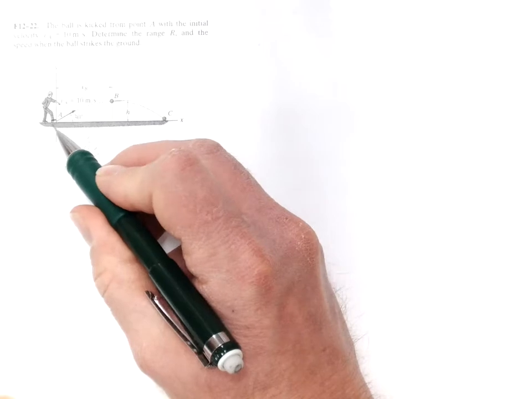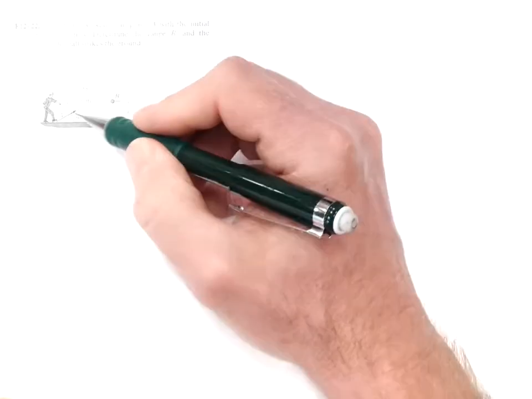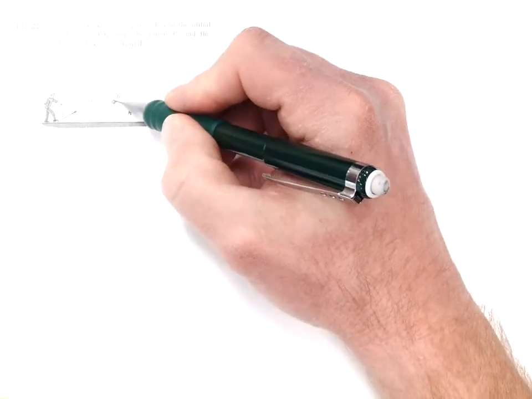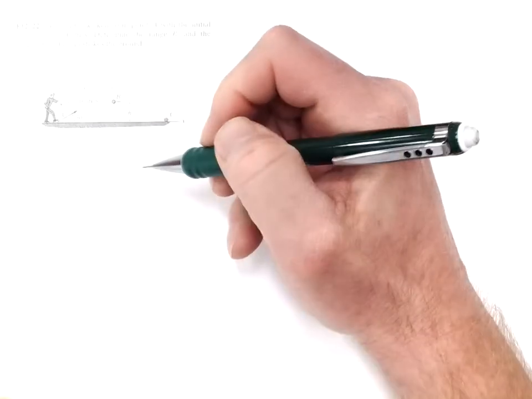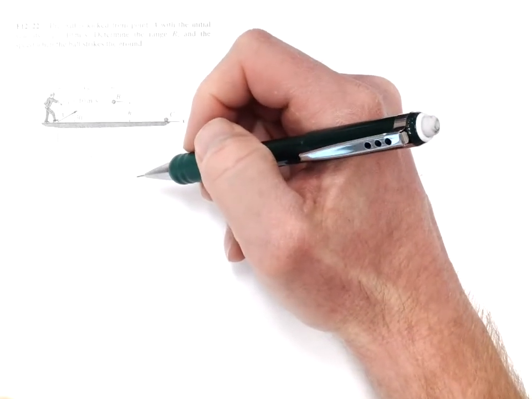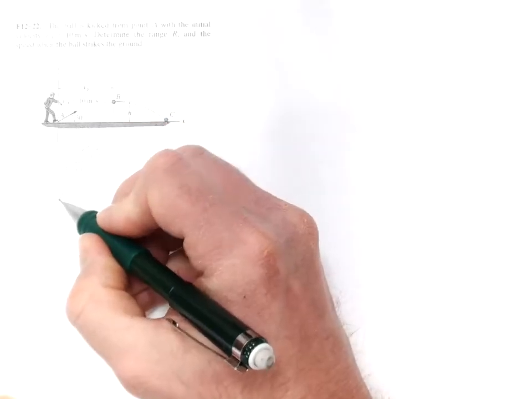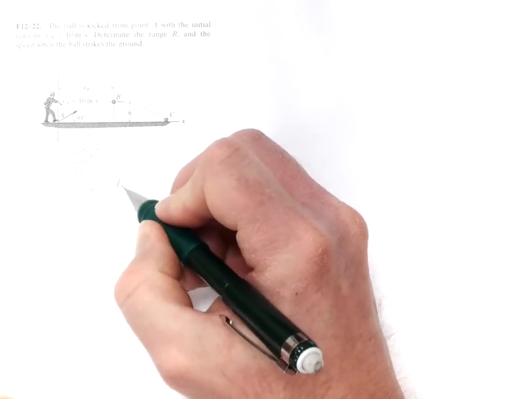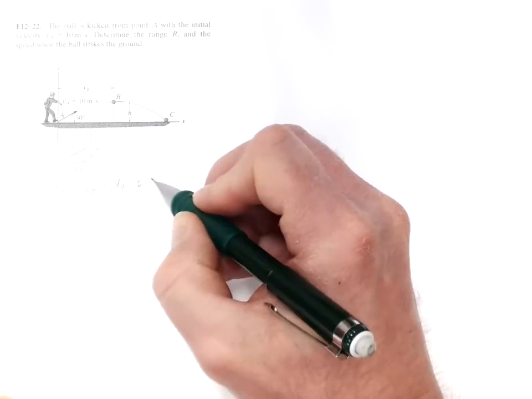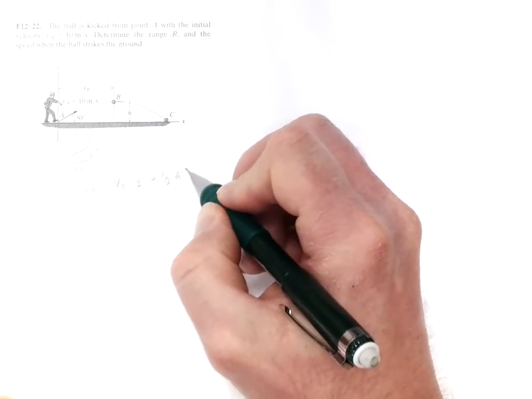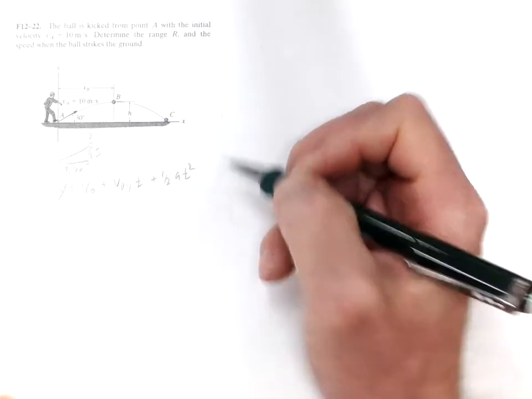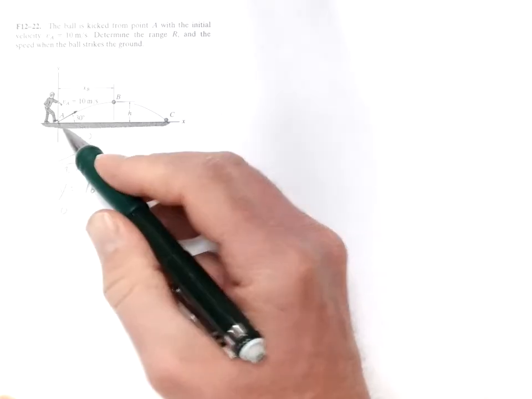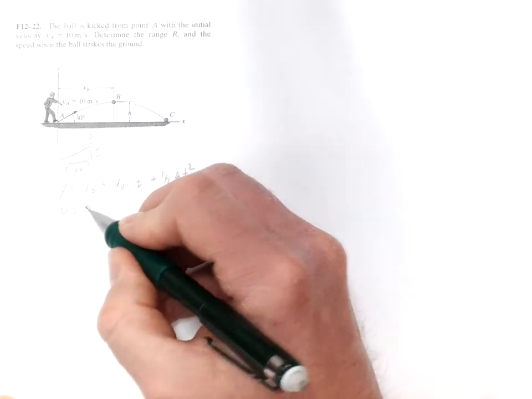Next, let's look at the y component, because it's going to go up, and then come back down, and that's going to give us our time of flight. So starting with y equals y naught plus v naught in the y, t plus 1/2 a t squared. And then 0, because it's going to end up back at the ground. It started at the ground.